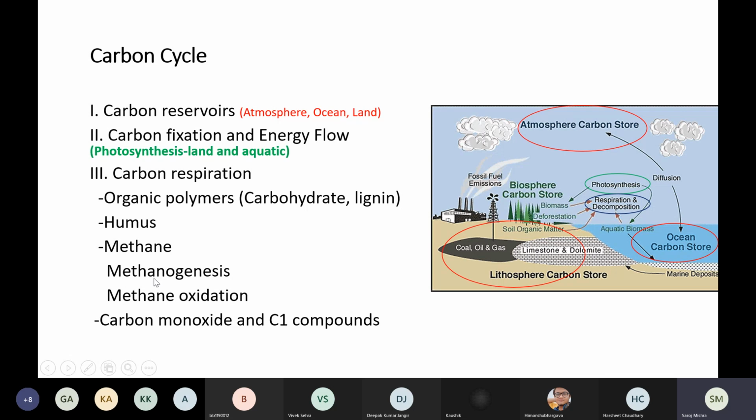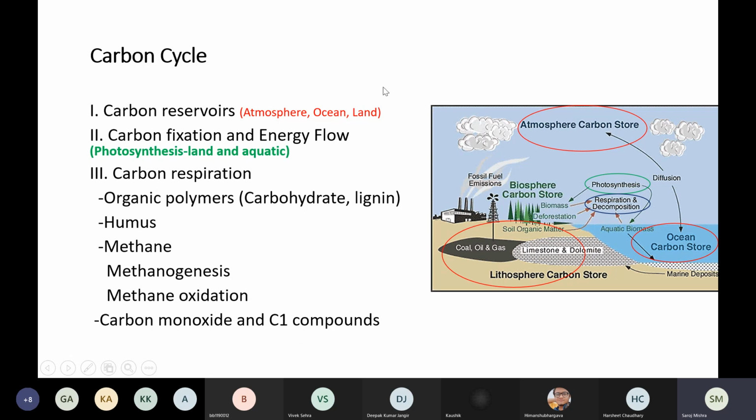Now, I will talk a little bit about methanogenesis, because the first thing is how carbon dioxide gets converted into methane from the atmosphere. And then through methane oxidation, carbon returns back in the form of carbon dioxide. Similarly, carbon is also available in the form of carbon monoxide through fossil fuel burning or other C1 compounds. All this carbon gets converted again into CO2, and that enters into the atmosphere.